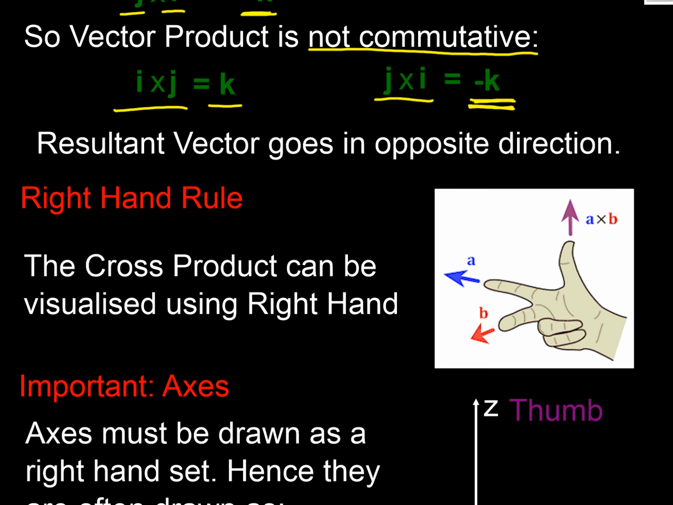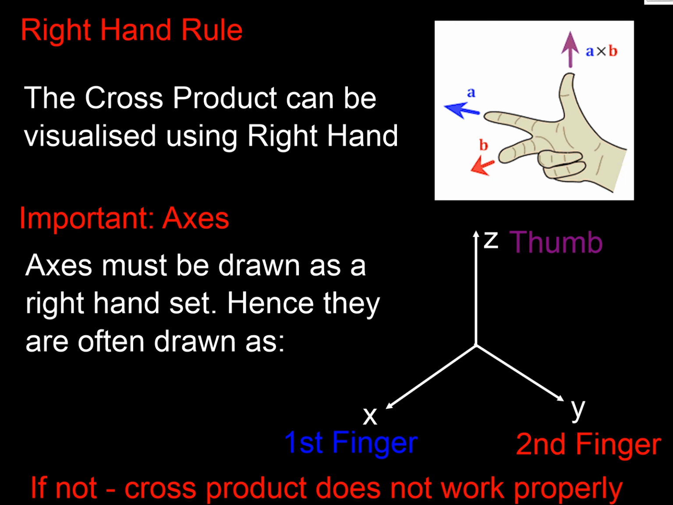Now that's quite important because it opens up the whole conversation about the right hand rule and the cross product, the vector product. So we use our right hand here to visualize this, and it's just like we do in science when people start talking about the right hand rule.